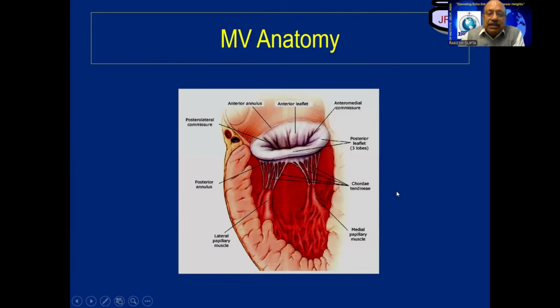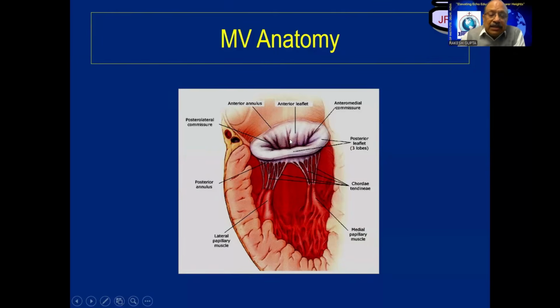Then the question is, what is the anatomy of the mitral valve? All of us understand a mitral valve consists of two leaflets, the AML, anterior mitral valve leaflet, and the PML, posterior mitral valve leaflet. Then it has two commissures. People say anteromedial and posterolateral, but I never say that. I say medial or lateral commissure, straightforwardly.